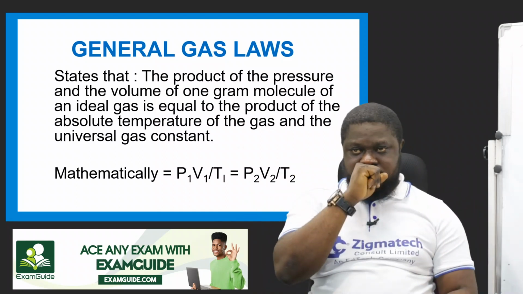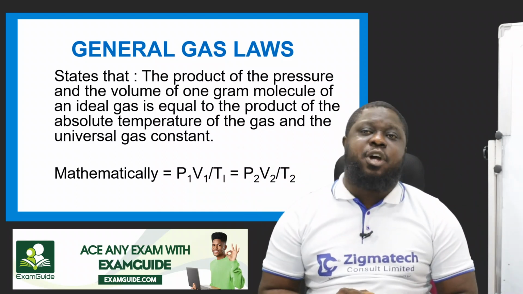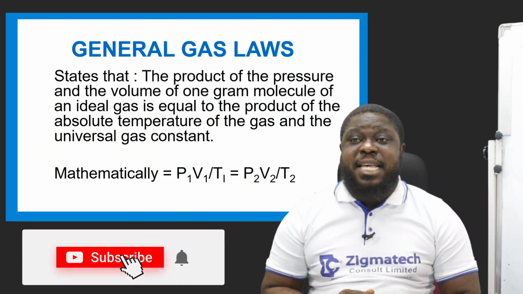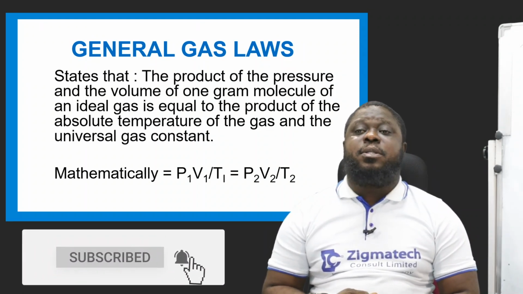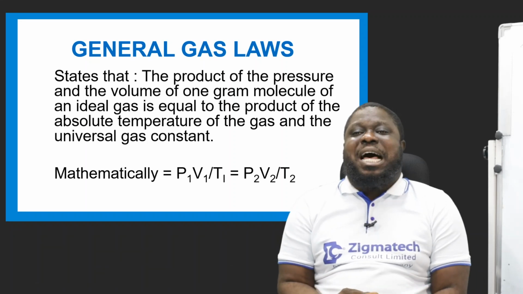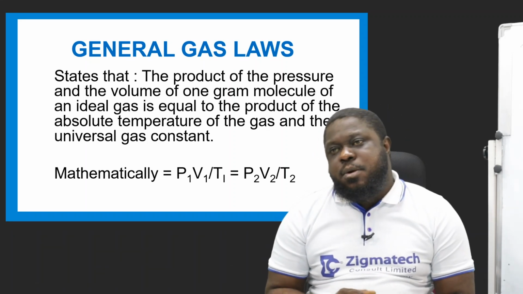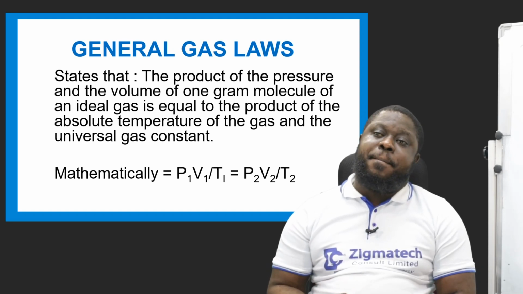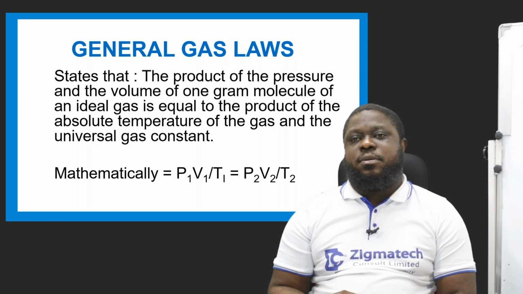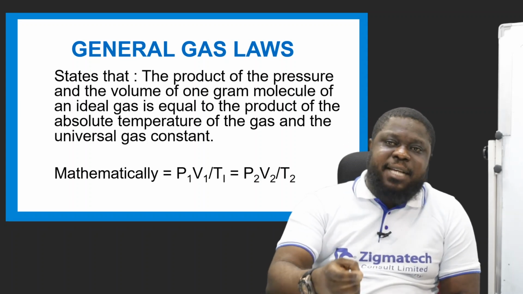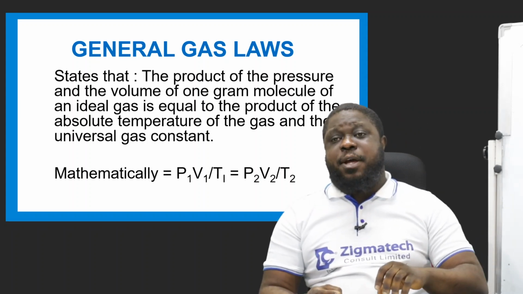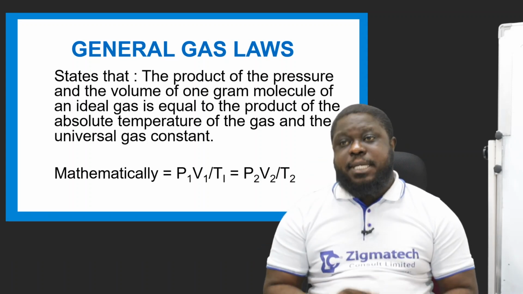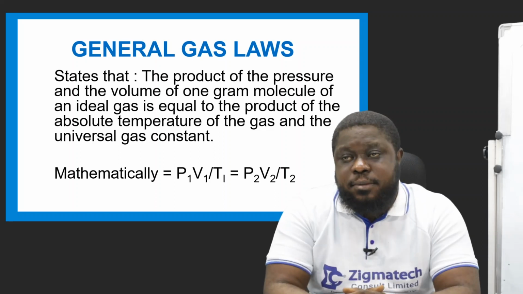The product of the pressure and the volume of 1 gram molecule of an ideal gas is equal to the product of the absolute temperature of a gas and the universal gas constant. Mole is Avogadro, the mole number. Pressure is Charles' law. Ideal gas is Dalton's law of partial pressure. Temperature is Boyle's law. These are the 4 laws that came together.